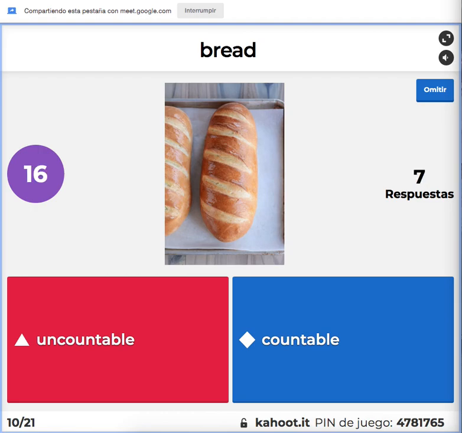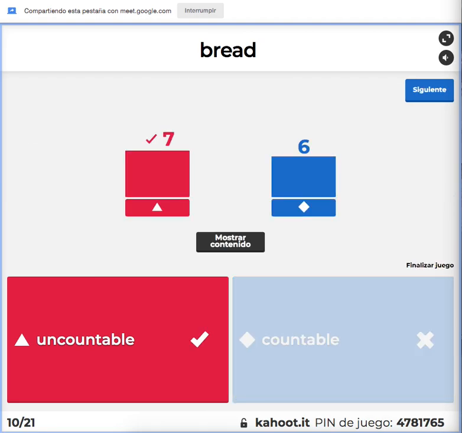This is super interesting. Be careful with this one. Bread. Uncountable or countable? Bread. Oh my god, I have like half and half. Okay. What happened with bread? Actually, it is uncountable. Okay? It is not like in Spanish in this case. Tú en inglés no tienes una forma plural. Tú no dices breads. No, señores.